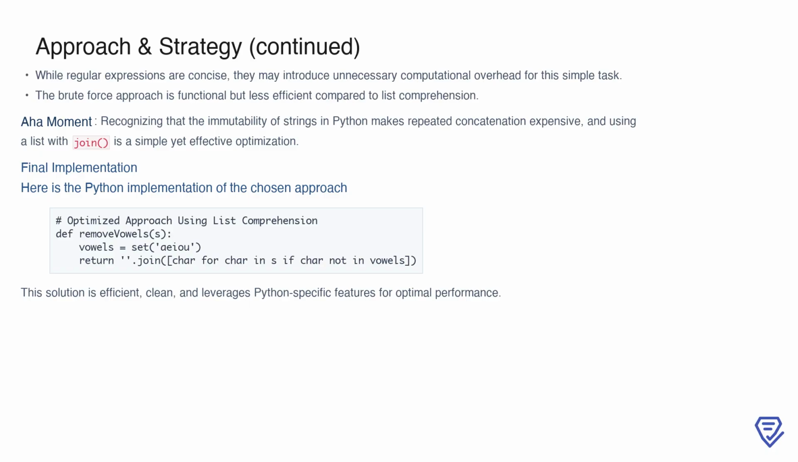By defining a set of vowels and using a list comprehension to filter out any character that is a vowel, we achieve the desired result in an elegant one-liner. This solution ensures optimal performance while remaining easy to understand. Here's the Python code. Define a set of vowels, use a list comprehension to filter out vowels from the input string, and finally return the joined result. This approach achieves the goal of removing vowels in a fast, Pythonic, and readable way.